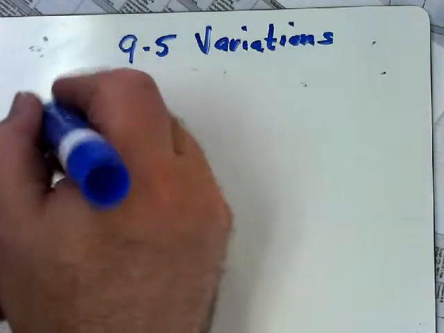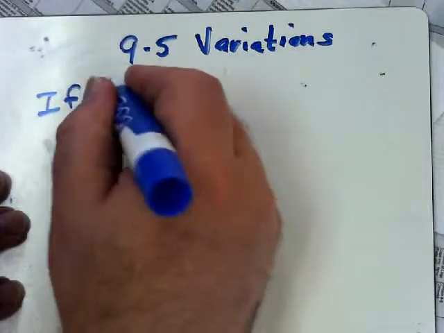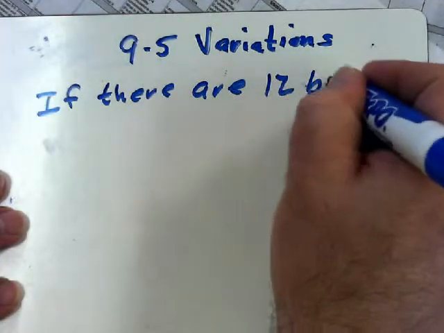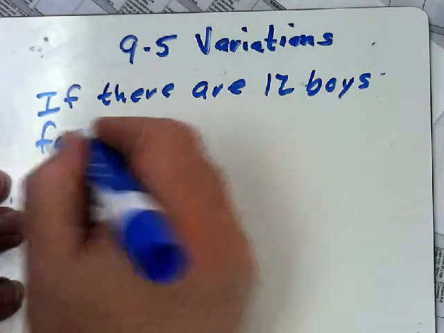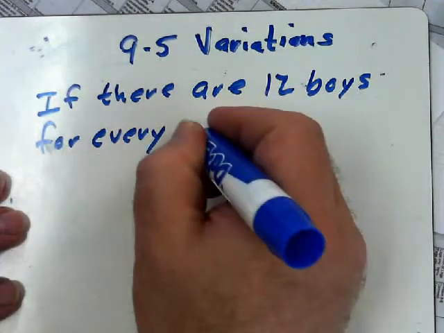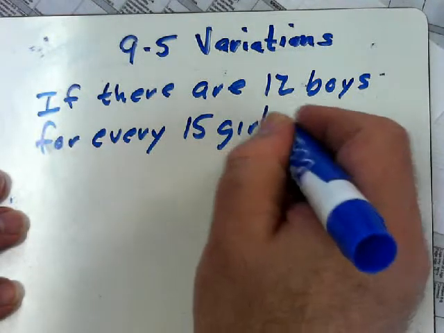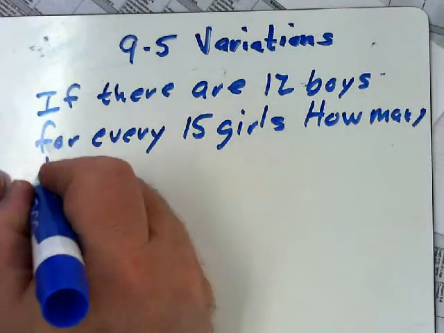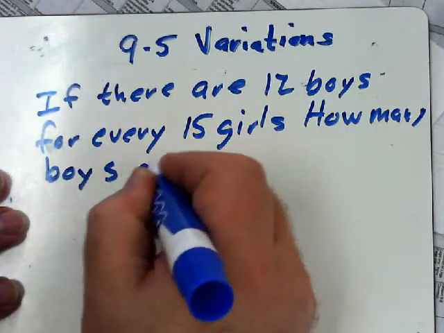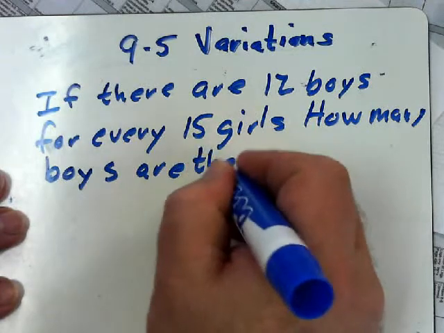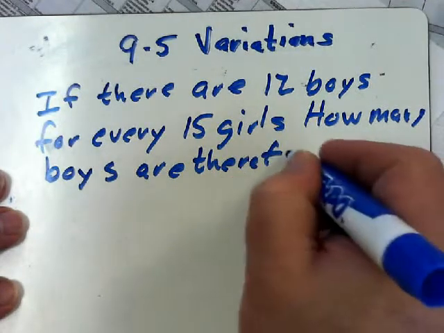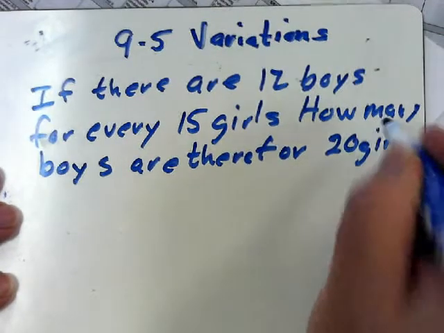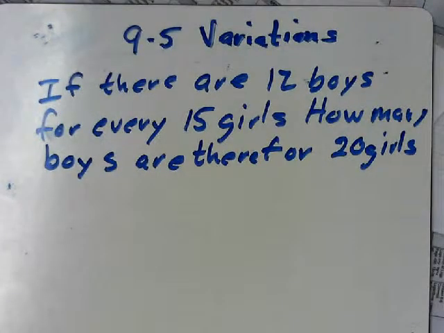exists as the following. If there are 12 boys for every 15 girls, how many boys are there for 20 girls? That's called a direct variation.